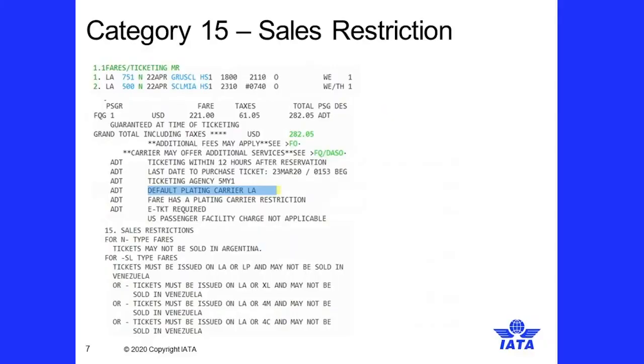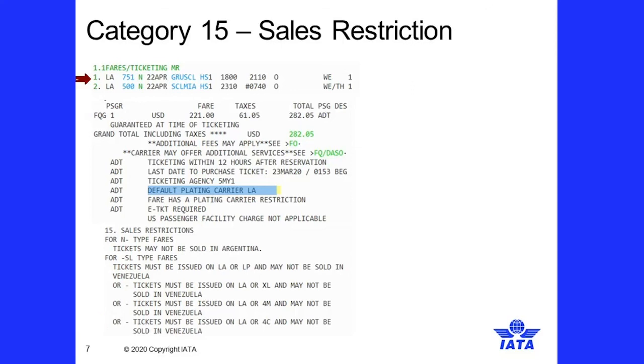So there it is. This is LATAM, South America, Sao Paulo to Santiago, Santiago to Miami. Automatically, the ticket was default plating carrier. This is now Galileo. It recognized that by the fare rule, and the fare rule category 15 says tickets must be issued on LA or LP and may not be sold in Venezuela. Or LA or XL, or M or C. These are the carriers offered in cooperation with LA, the main carrier, the fare owner.